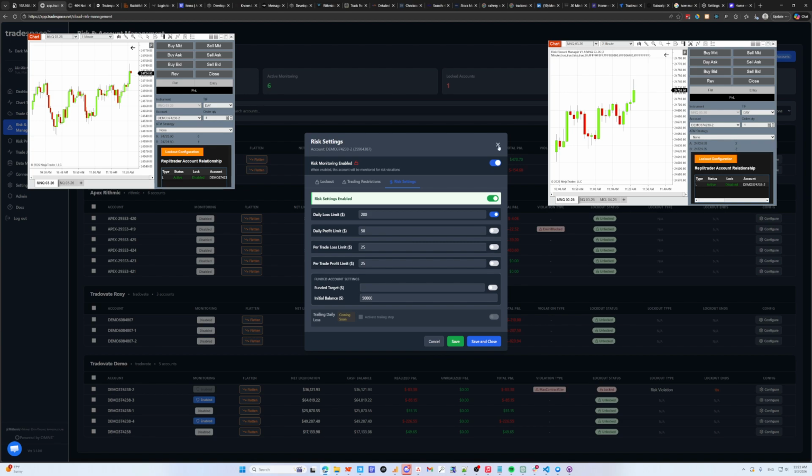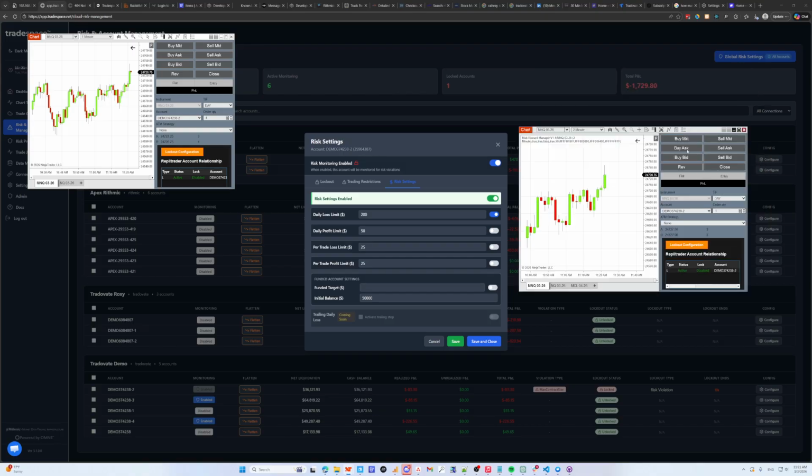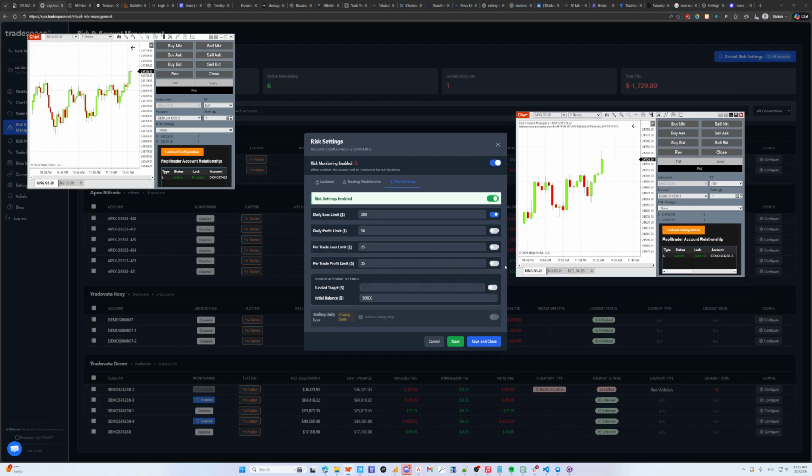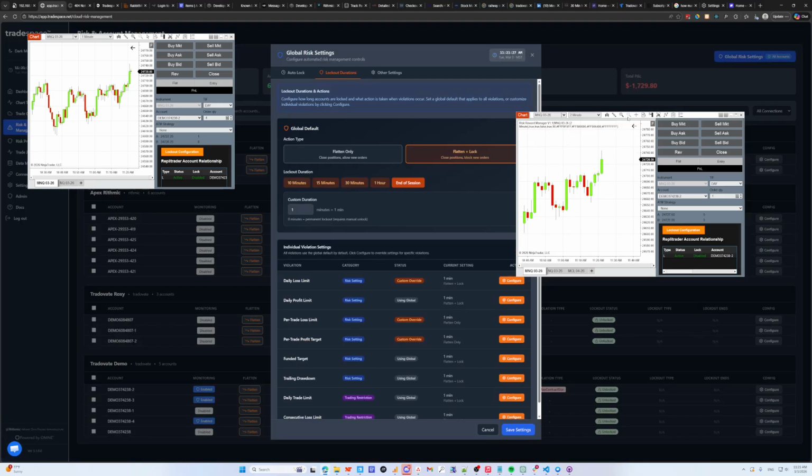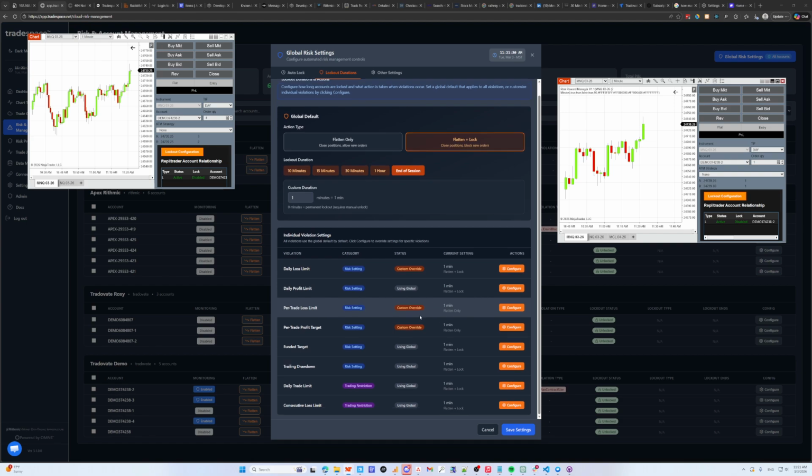You can choose to have it be flatten only or flatten plus lock. It's all set up in your global risk settings. And the concept is your unrealized P&L will be determining if you violate this risk setting. So if you go here to your per trade loss limit, per trade profit target, these are flatten only.